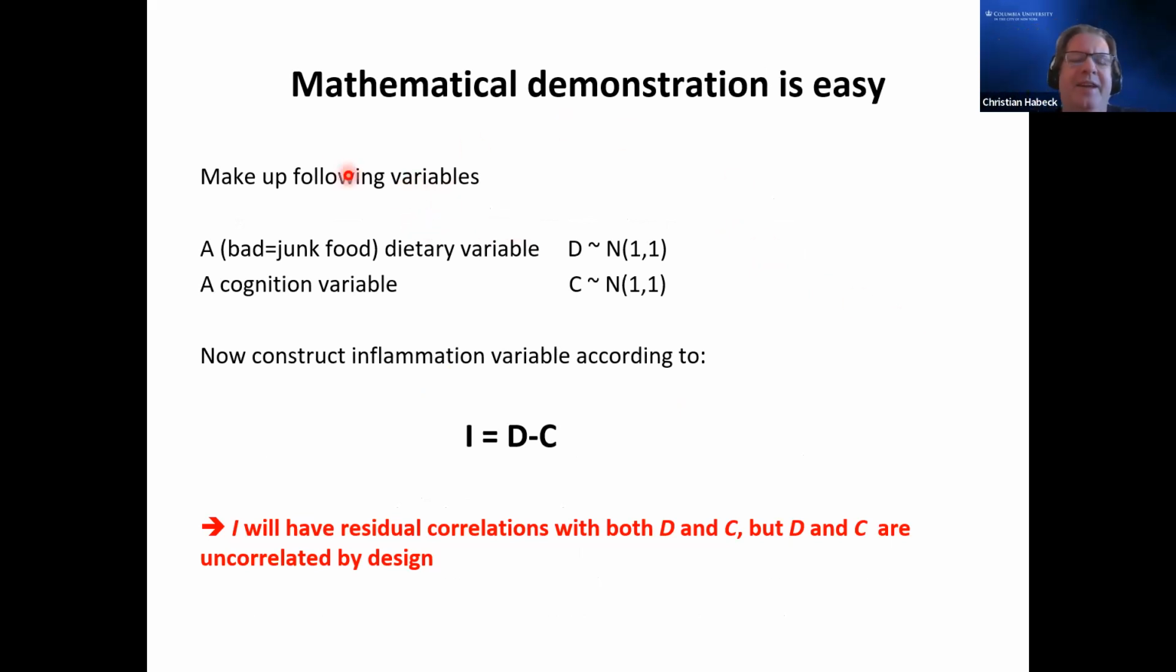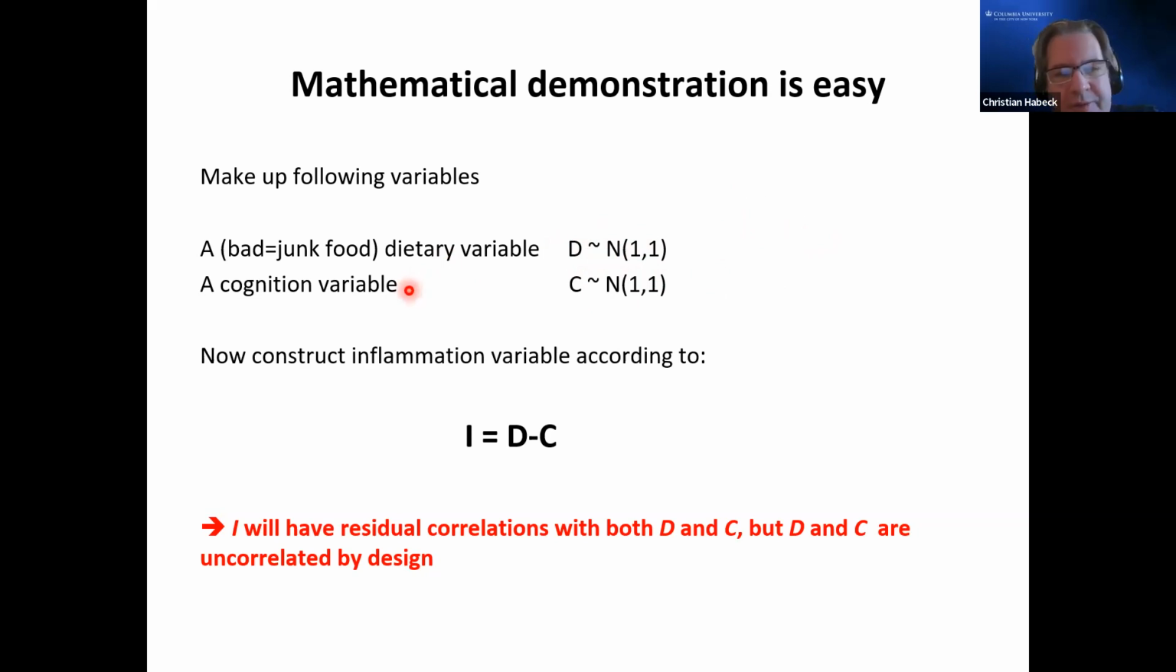Now let's stick with the diet example. Imagine we have a bad junk food dietary variable. I made this up, but imagine there's a variable B that you can quantify to how junky your diet is, or there's this great acronym SAD, the standard American diet. So how sad is your diet? The higher the value, the sadder your diet is.